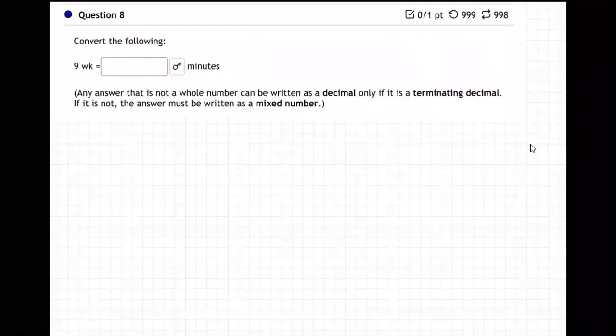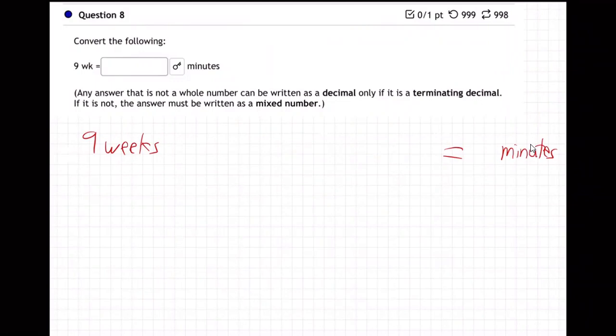Okay, so we're converting now. It's time. We're going 9 weeks. And our goal in the end over here, what we want to equal in the end is minutes. We're going to go from 9 weeks to minutes. So this one's going to actually have several steps.